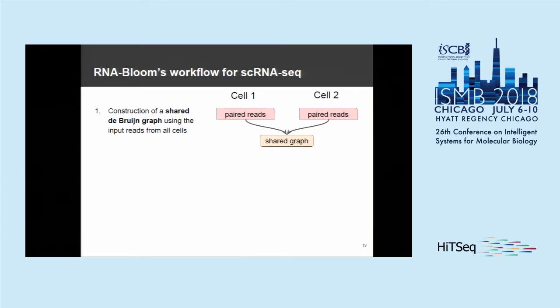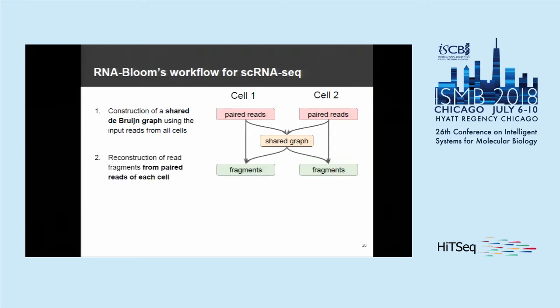In the context of reconstructing transcripts for single-cell RNA-seq data, as mentioned before, I propose a solution to pool the reads together from multiple cells. To do that in RNA-Bloom, I construct a shared de Bruijn graph using the reads from multiple cells. Once the graph has been constructed, we can use it to reconstruct fragments for individual cells.